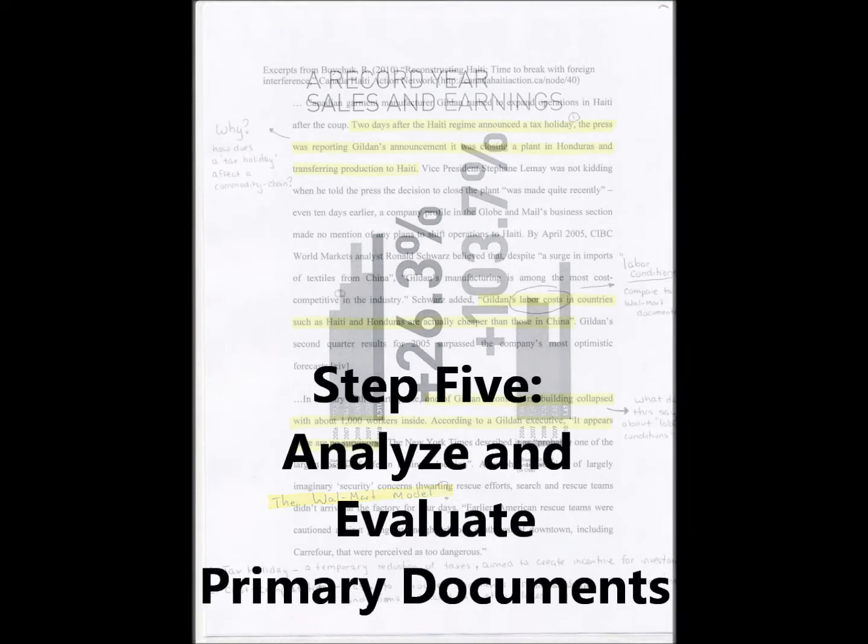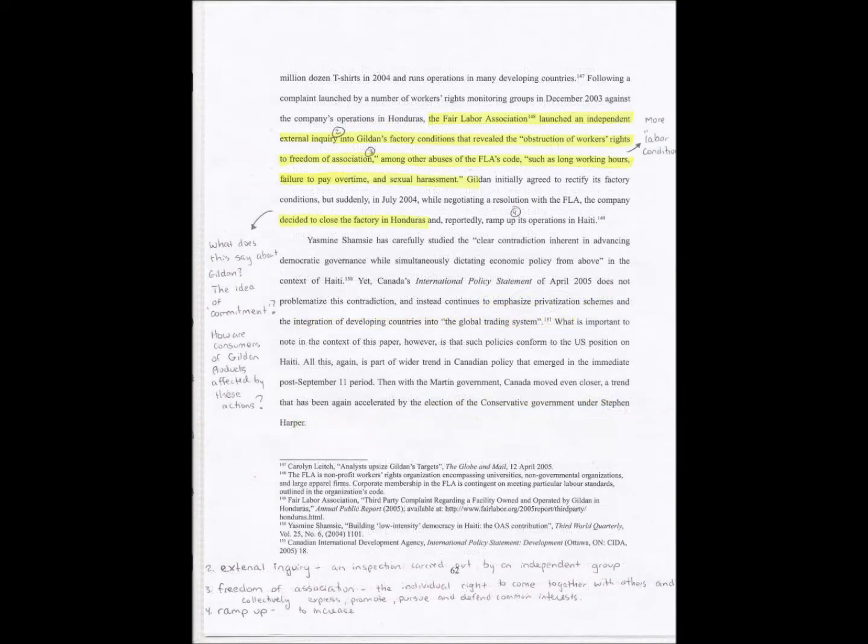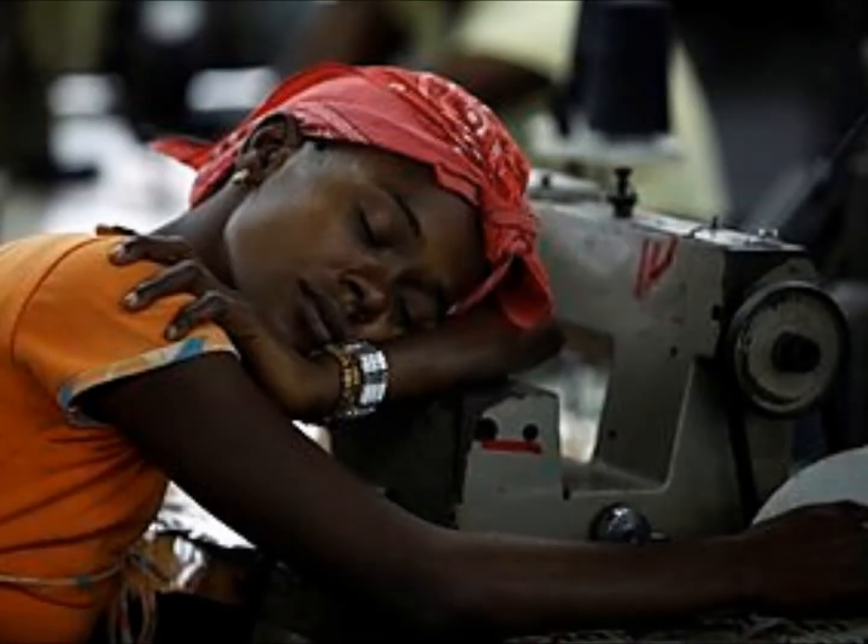Step 5. Analyze and evaluate what you've found. Are the sources of information good? Do they present an interesting picture about your commodity's production or consumption? Be sure to highlight sections that you think are important to your research project. In case you wondered, I was able to find some interesting information about the Gildan t-shirt.